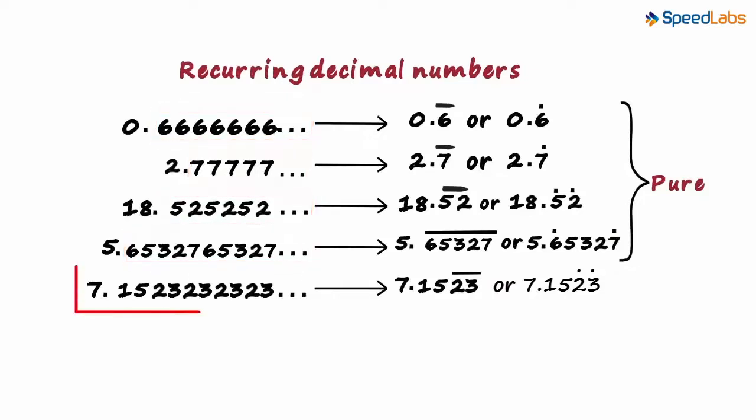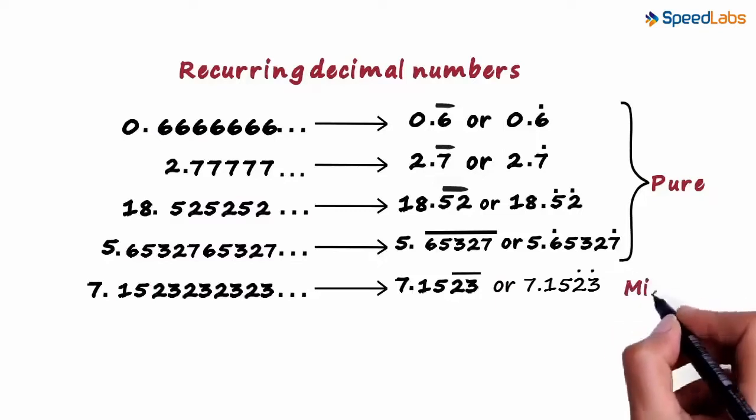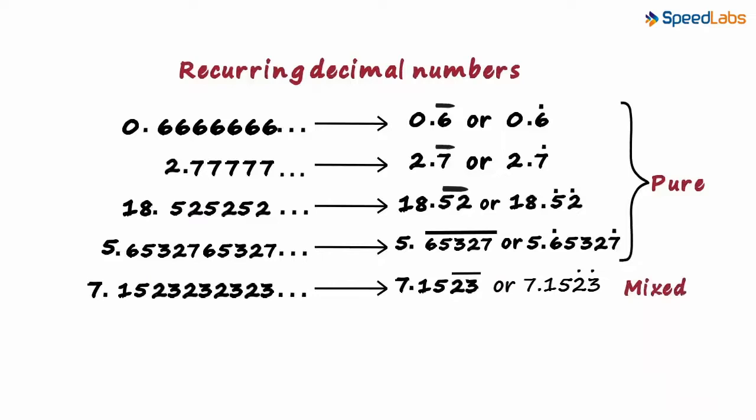Now look at the 5th example. The first 2 digits are not part of the repeating pattern. 15 is not repeated. So what do we call this kind of recurring decimal number? No, we don't call it impure. We call it a mixed recurring decimal number. It's a mixture of non-repeating and repeating.